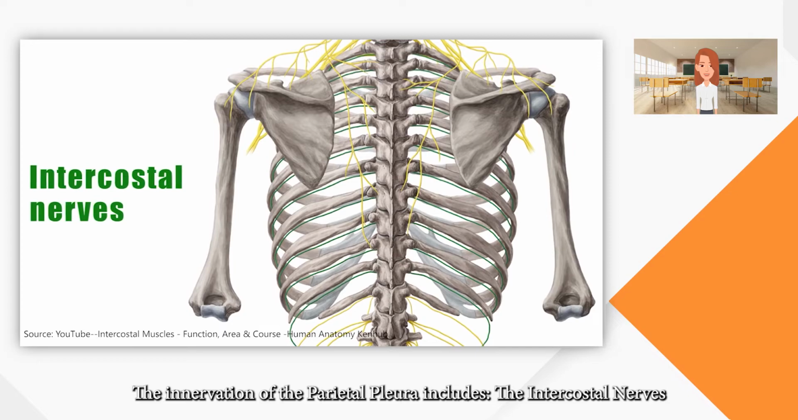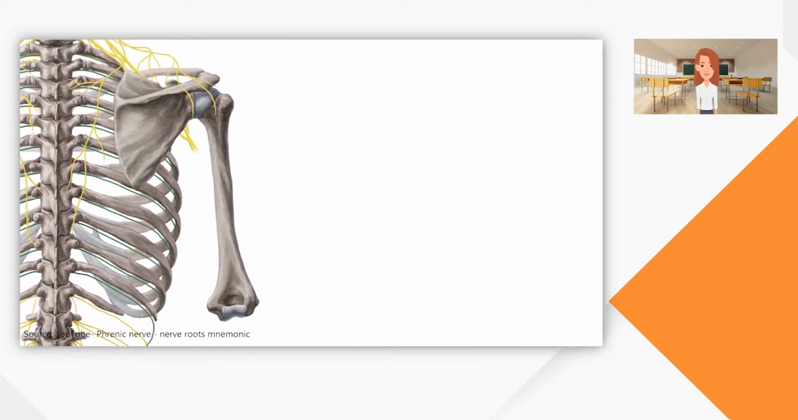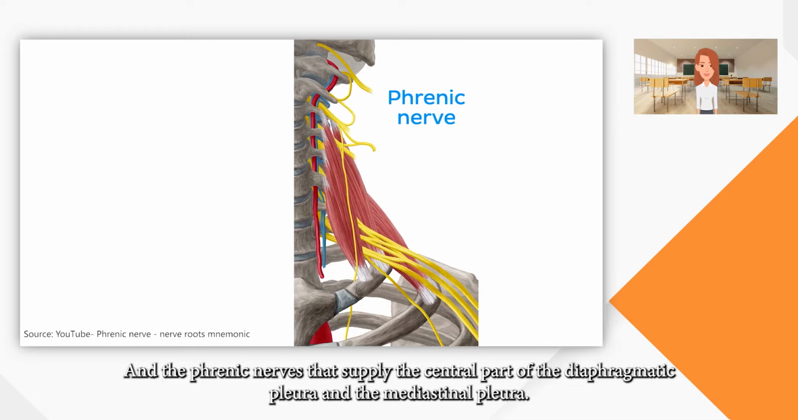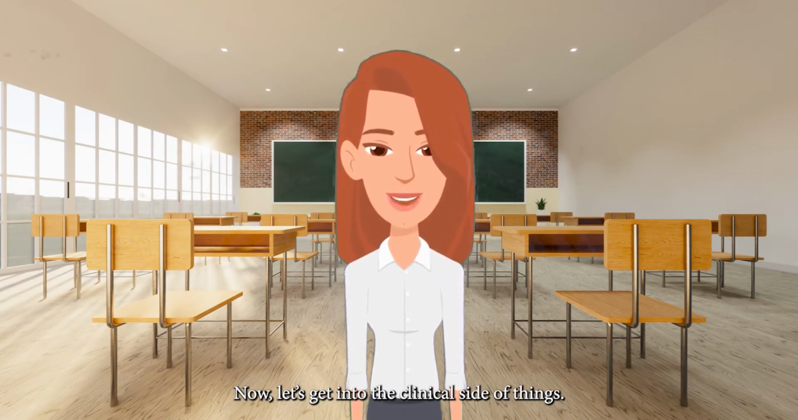The innervation of the parietal pleura includes the intercostal nerves that supply the costal pleura and the peripheral part of the diaphragmatic pleura for sensations of touch and pain, and the phrenic nerves that supply the central part of the diaphragmatic pleura and the mediastinal pleura. Now let's get into the clinical side of things.